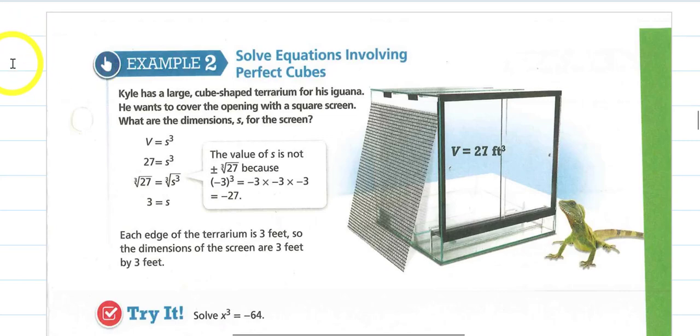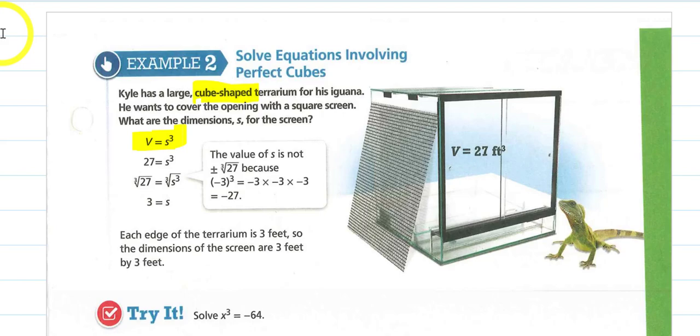Okay, so for example number 2, we're solving equations with perfect cubes. So in this example, we have Kyle, who has a large cube shape, that's a key word, terrarium for his iguana. He wants to cover the opening with a square screen. So what are the dimensions, the side length S, for the screen? So since we're working with a cube, we're going to be working with the formula of the volume of a cube. And that formula to find the volume of the cube is the side cubed. So we're working with our perfect cubes.